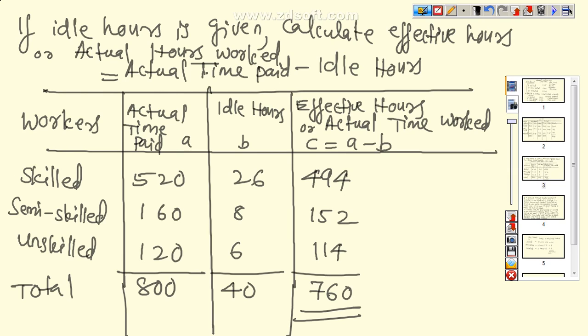So while calculating mix variance, efficiency variance as well as yield variance, we can take this total actual time for that calculation. So based on this information, one by one we calculate the answers.